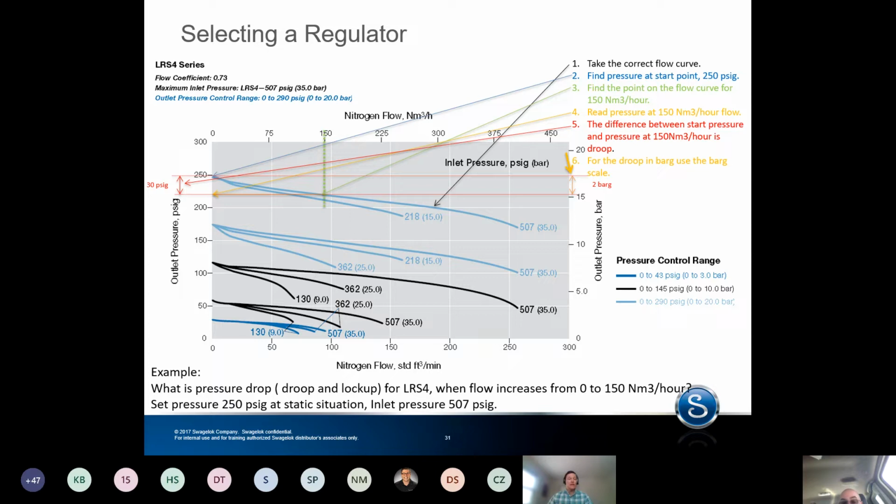If you do need sizing help, or you want to talk through the selection, never hesitate to reach out to Gary or the local folks there. I work with the field engineers, we do a ton of regulator sizing and selection work, and really understanding what to expect. So we're always willing to help in that regard.